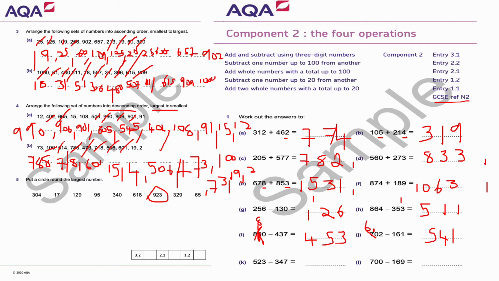Okay, this is part E, guys. 3 take away 7 I can't do, so I borrow. That becomes a 1. That becomes a 13. 13 take away 7 is 6.